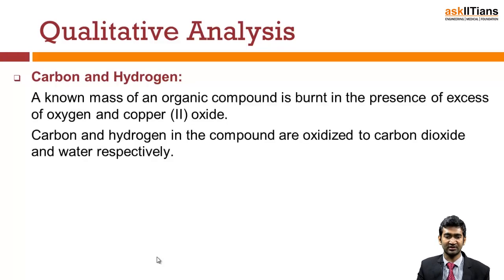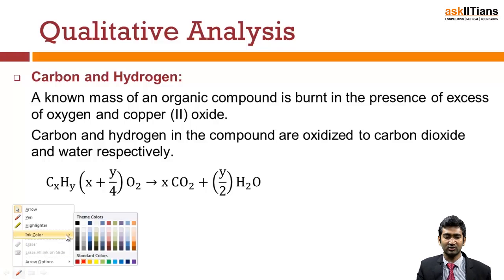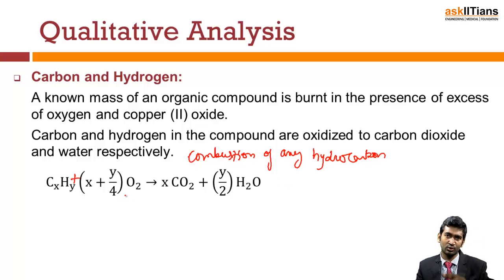Then carbon and hydrogen. A known mass of carbon compound, if it is burned in excess of oxygen, I'll be getting carbon dioxide and water. This is the general reaction for combustion of any hydrocarbon: CxHy plus (x plus y/4) times O2 gives me x times CO2 plus y/2 times H2O.